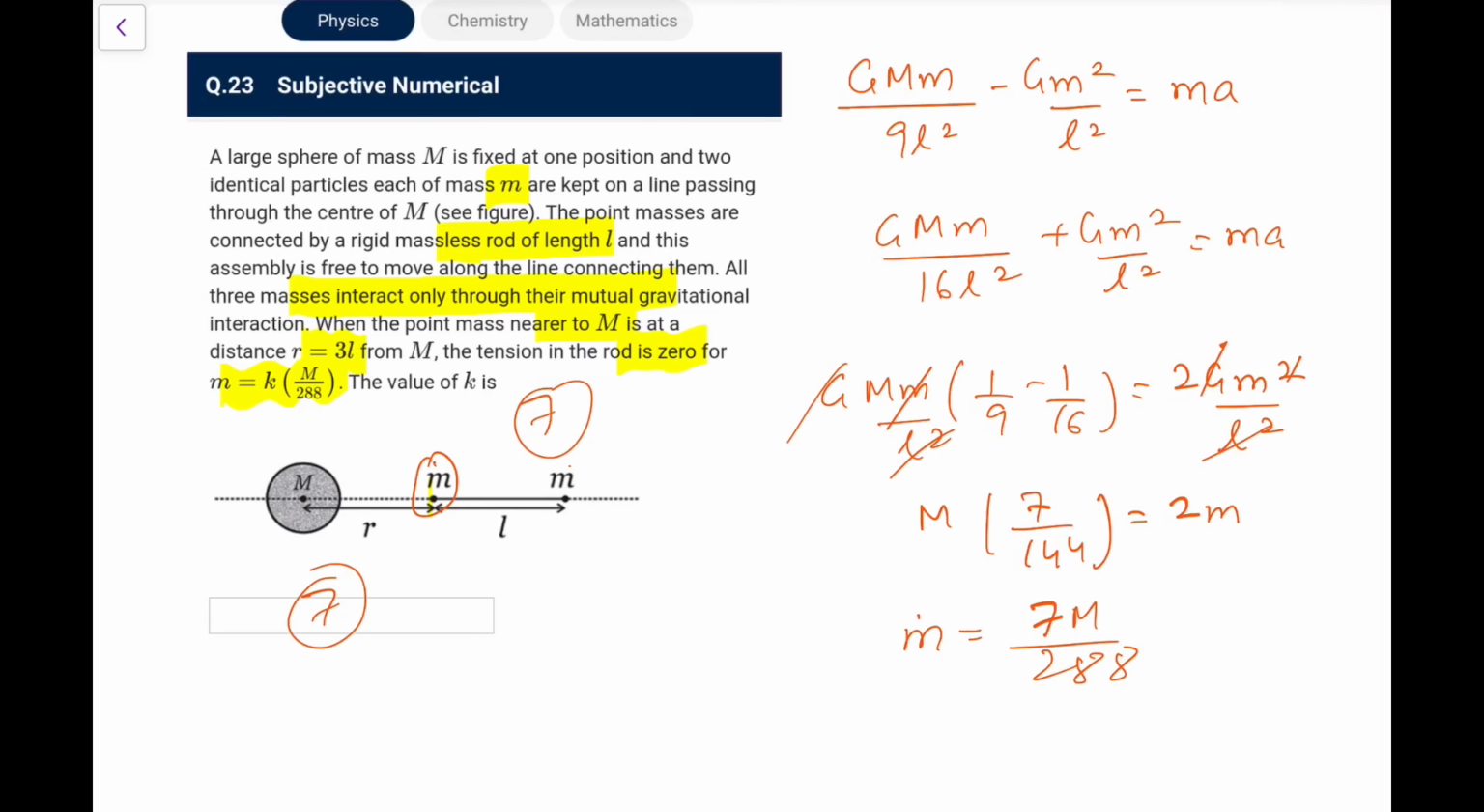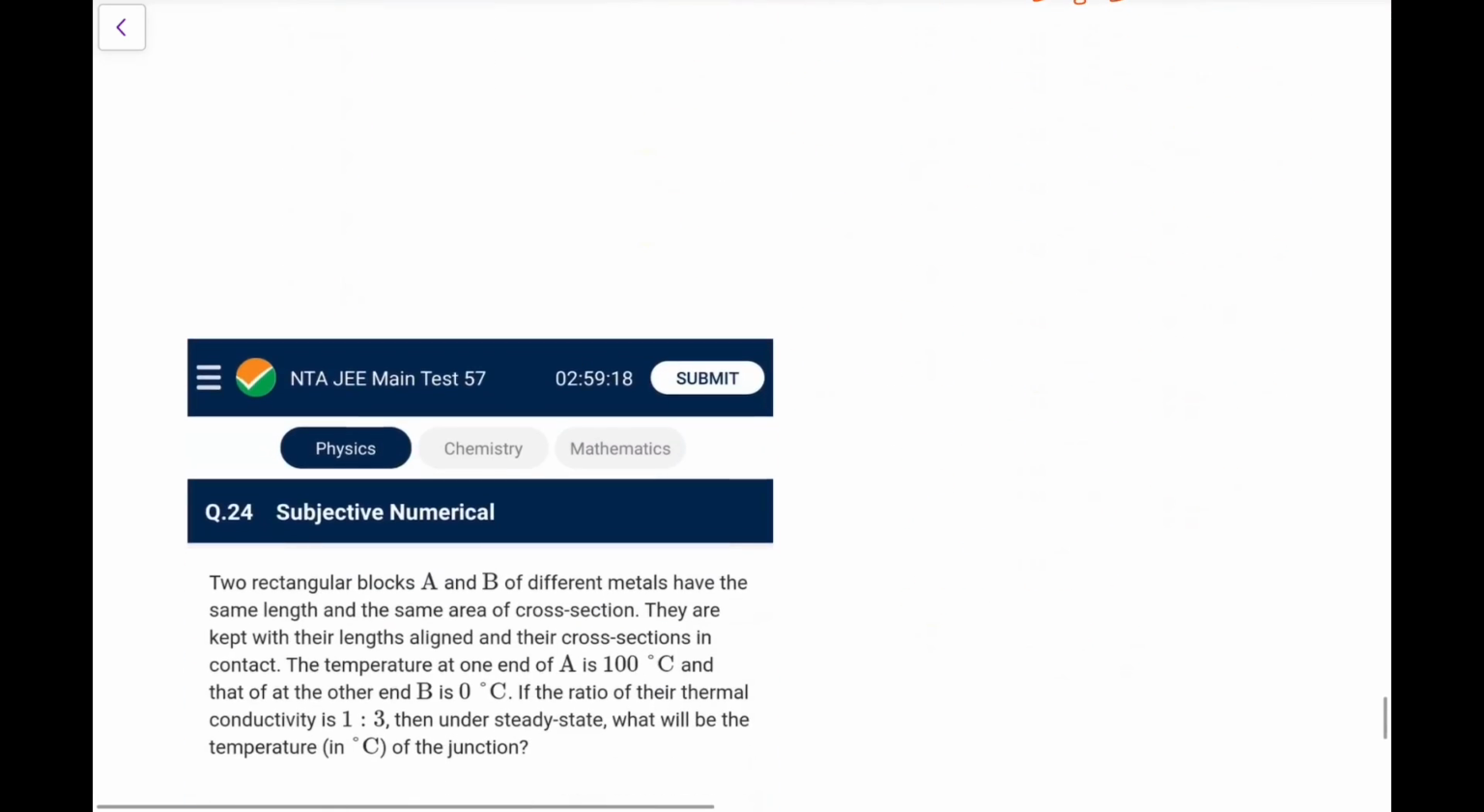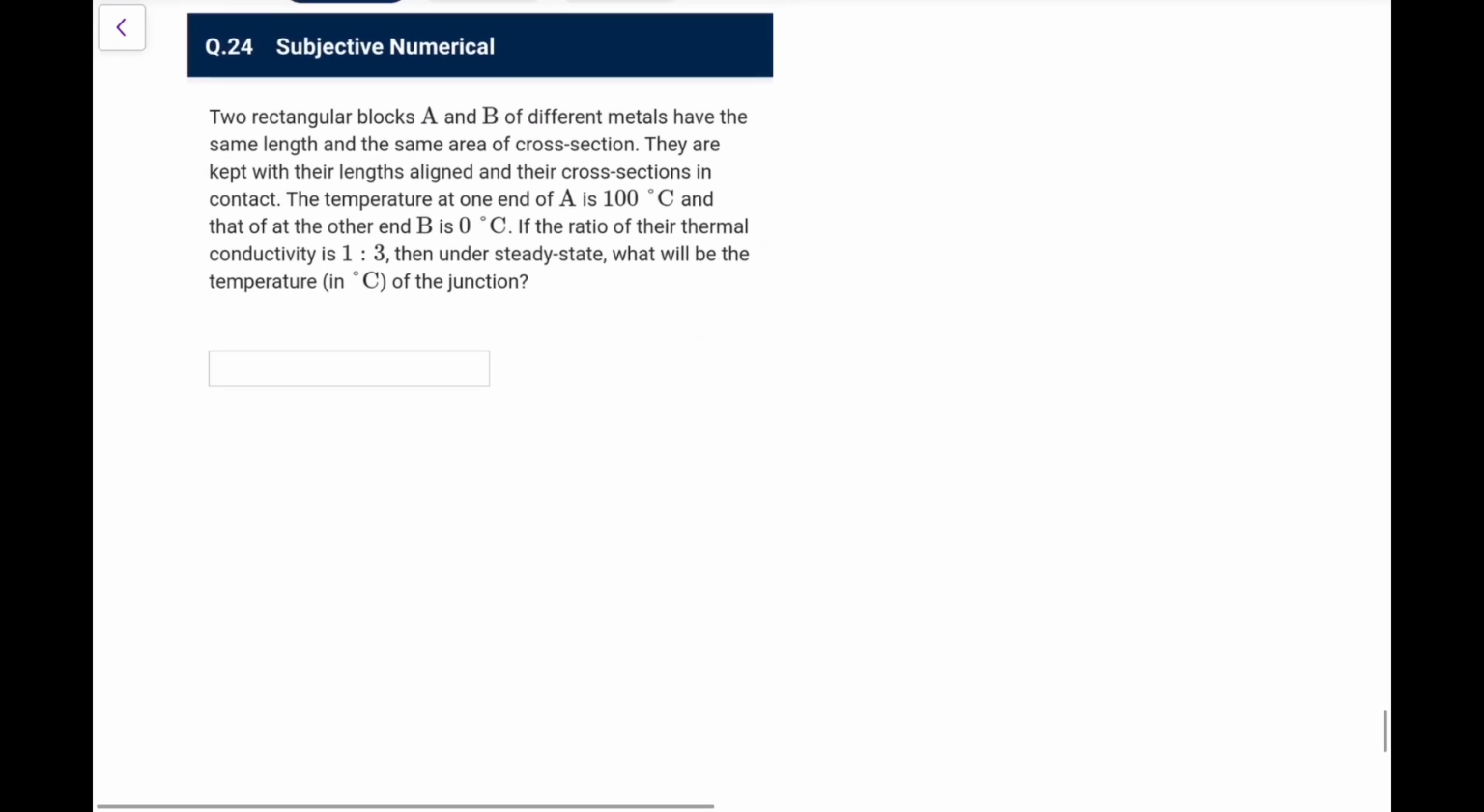So this is a question for JEE, lifted from JEE Advanced. Now next one: two rectangular blocks A and B of different metals have the same length and area, with their lengths aligned and the cross sections in contact. The temperature at one end of A is 100, at B is 0. The ratio of conductivity is 1:3. What will be the temperature of the junction?